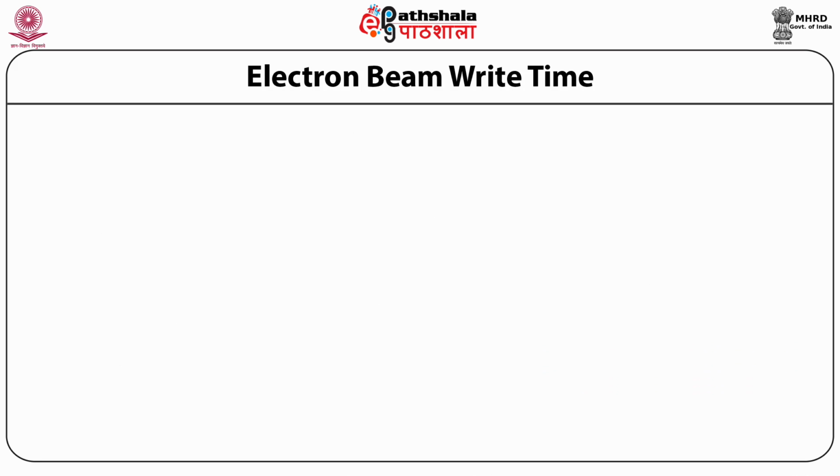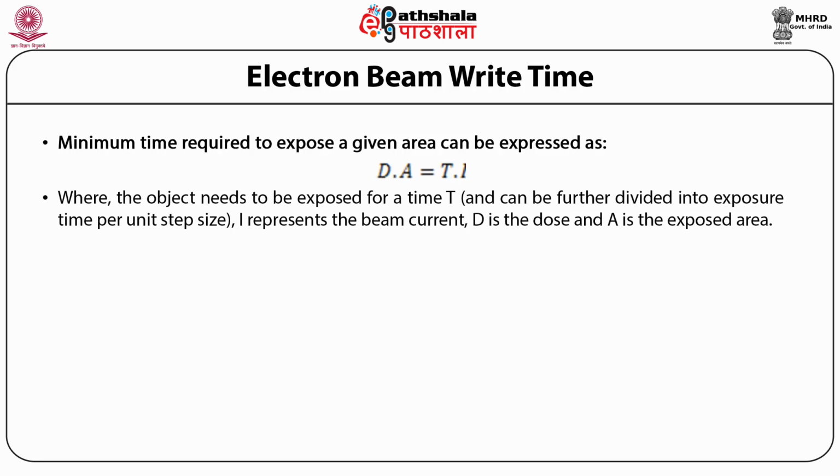We will next move on to study the electron beam write time. The minimum time required to expose a given area can be expressed as D × A = T × I, where the object needs to be exposed for a time T and can be further divided into exposure time per unit step size. I represents the beam current, D is the dose, and A is the exposed area.